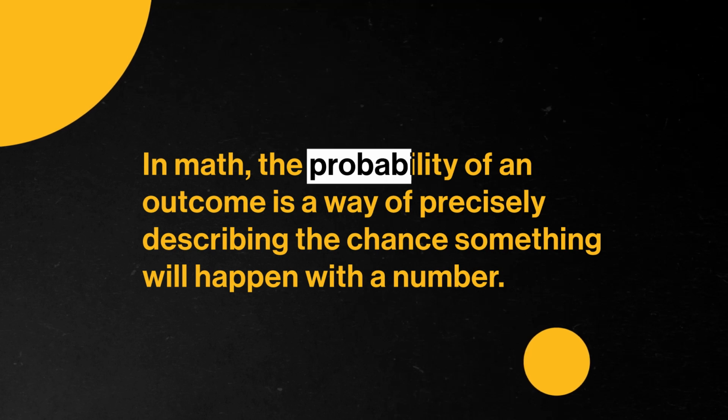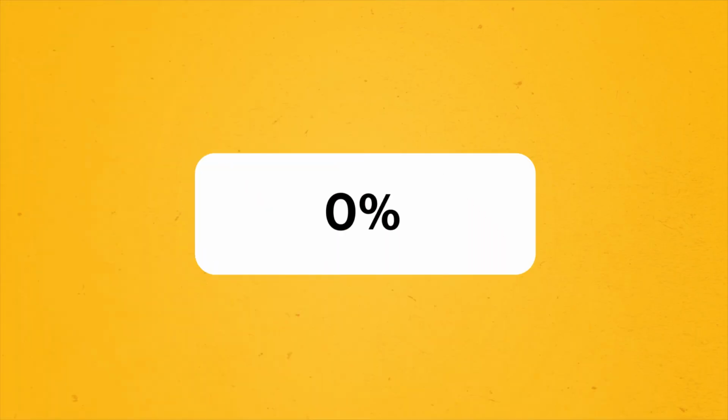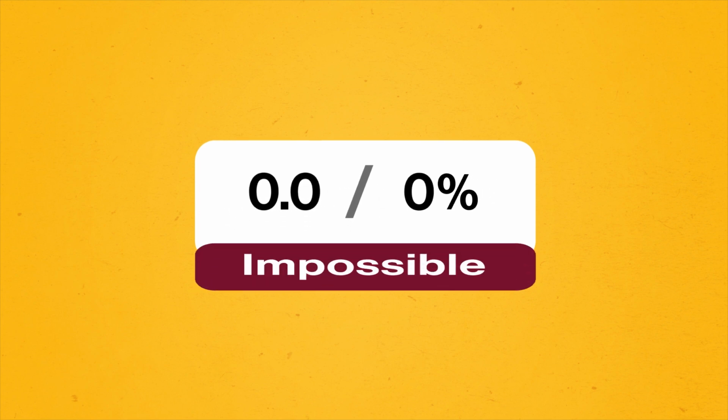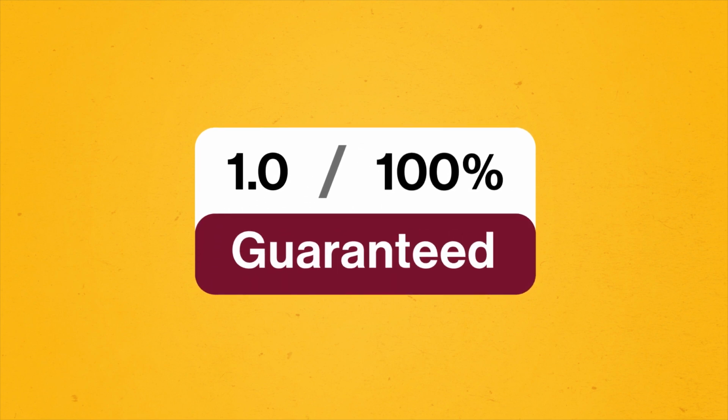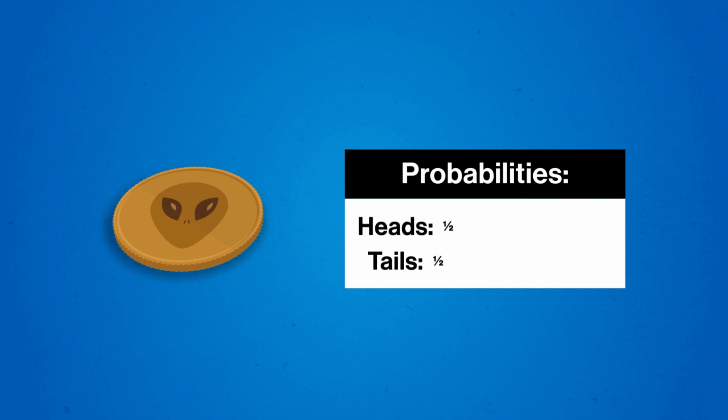Specifically, in math, the probability of an outcome is a way of precisely describing the chance something will happen with a number. We usually show a probability as a percentage between 0% to 100%, or a decimal from 0 to 1, where 0 means something is impossible, and 100% or 1 means something is absolutely guaranteed to happen. For instance, when we flip a theoretical coin, there are two equally likely outcomes, heads or tails. So we can say our probability of getting heads is 1/2.